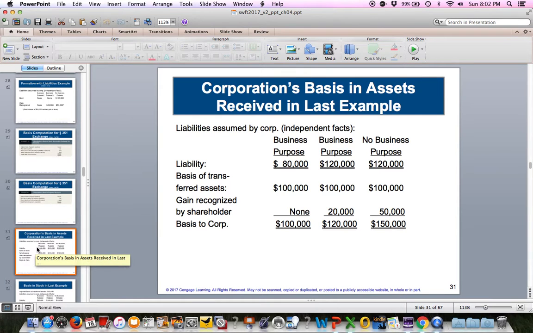So the corporation's basis in assets received in the last example, liabilities assumed by the corporation. These are all independent of each other. So we've got liabilities of 80, 120, and 120. Business purposes for the first two, none for the third. The basis of transferred assets is the same for all, and then the gain recognized by the shareholder and the basis to the corporation. You can see what the examples are there.